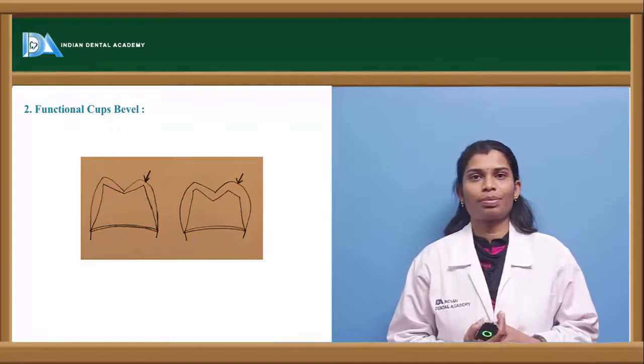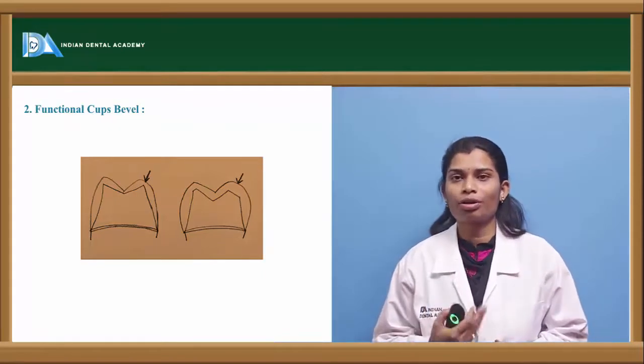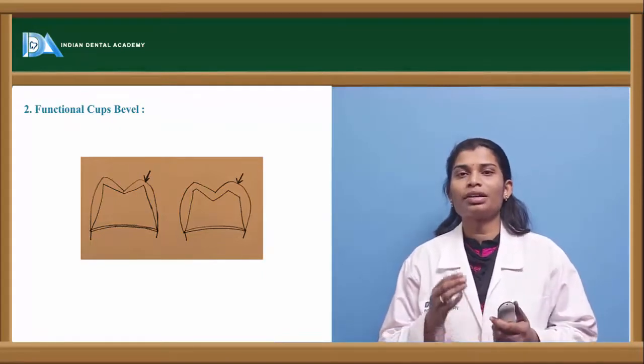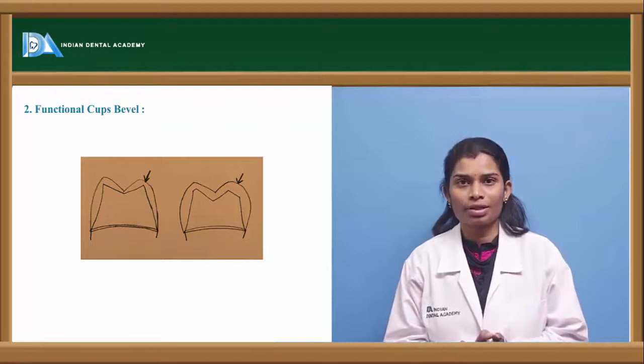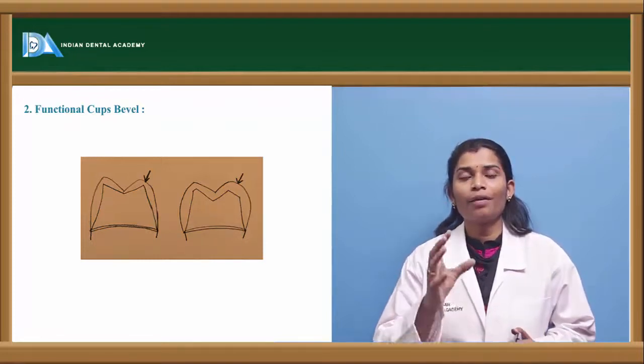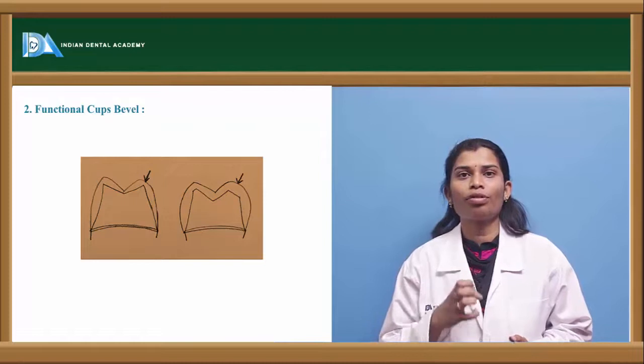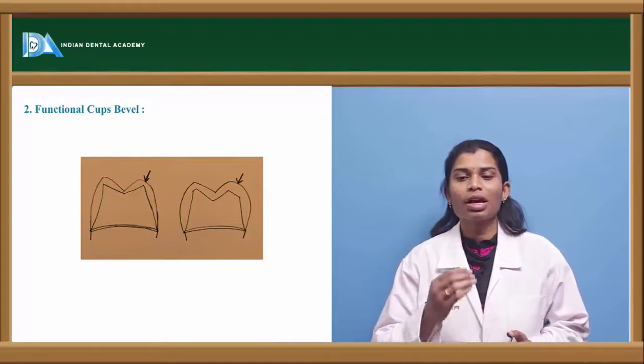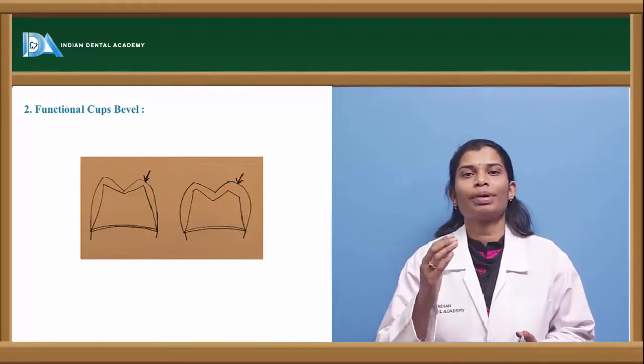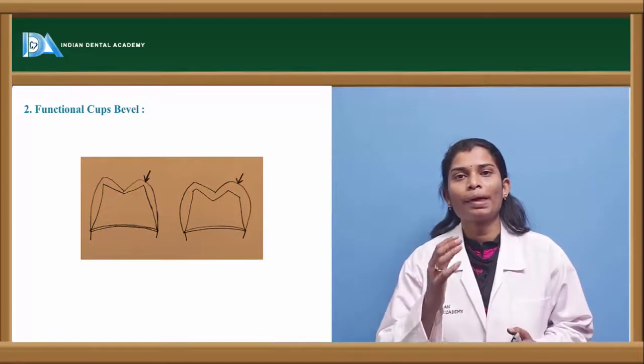Coming to functional cusp bevel. This is one important step in your occlusal reduction. Considering the tooth, what is the functional cusp? It is the cusp where there will be the maximum amount of loads. So in such cases, the thickness of the restorative material should be more in order to be more durable.